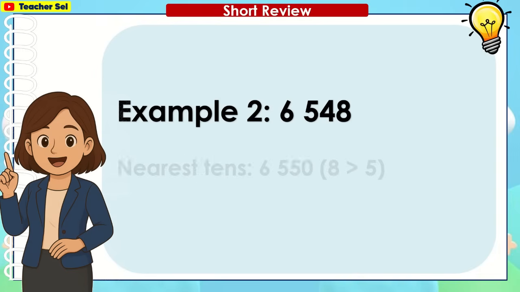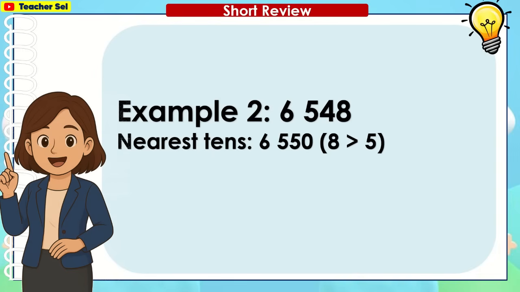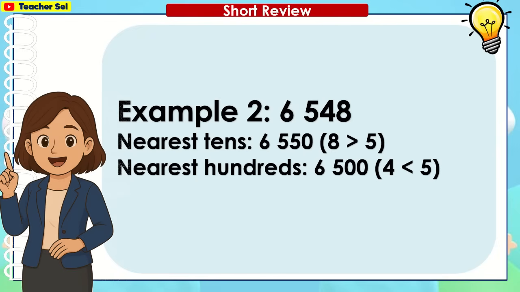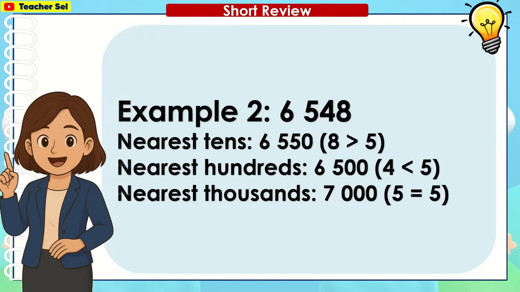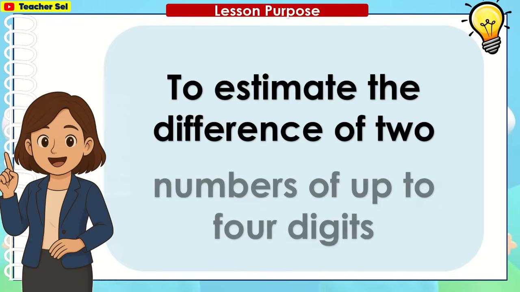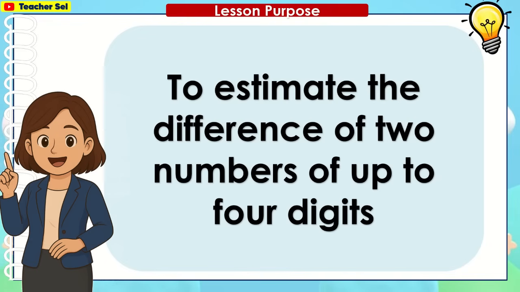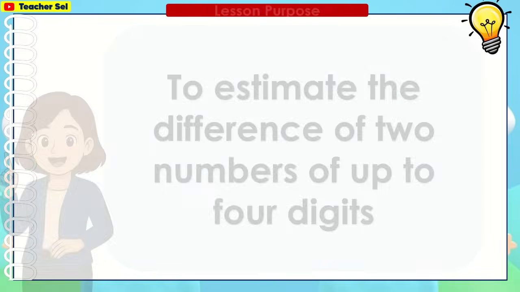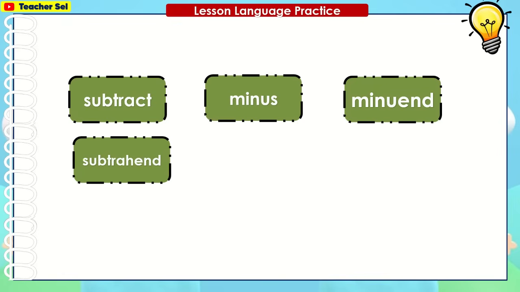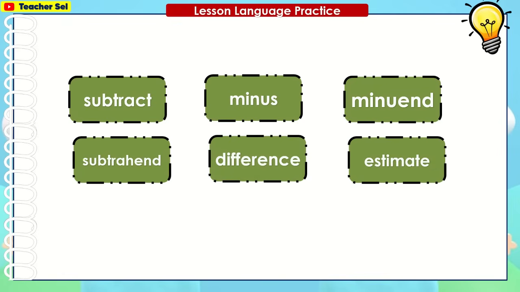Example 2, 6,548. Nearest tens, 6,550. Nearest hundreds, 6,500. Nearest thousands, 7,000. Our lesson purpose is to estimate the difference of two numbers of up to 4 digits. Let's be familiarized with these terms: subtract, minus, minuend, subtrahend, difference, estimate, rounding.